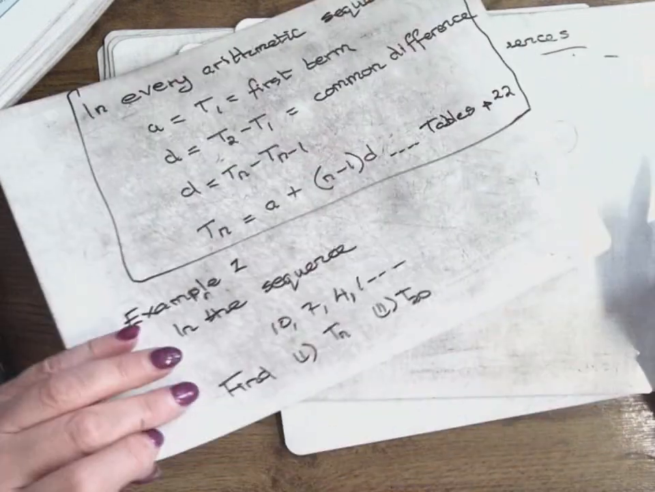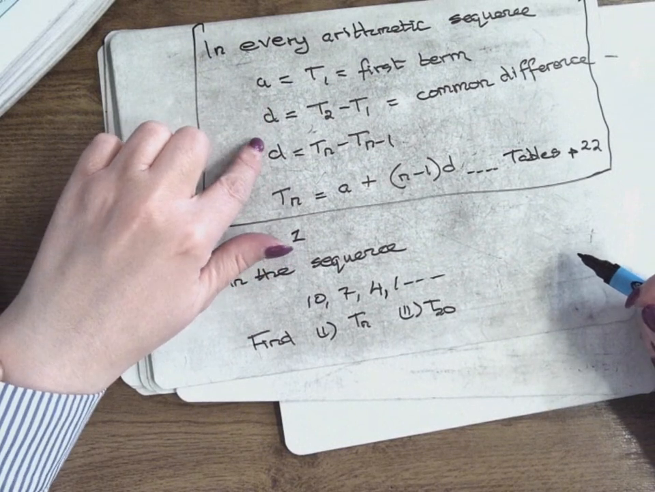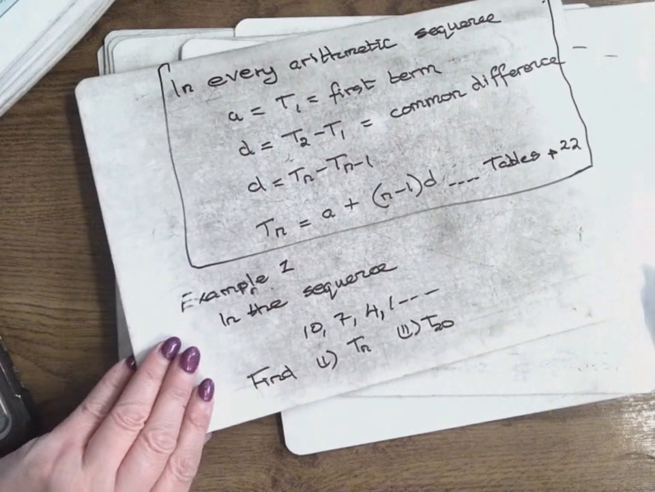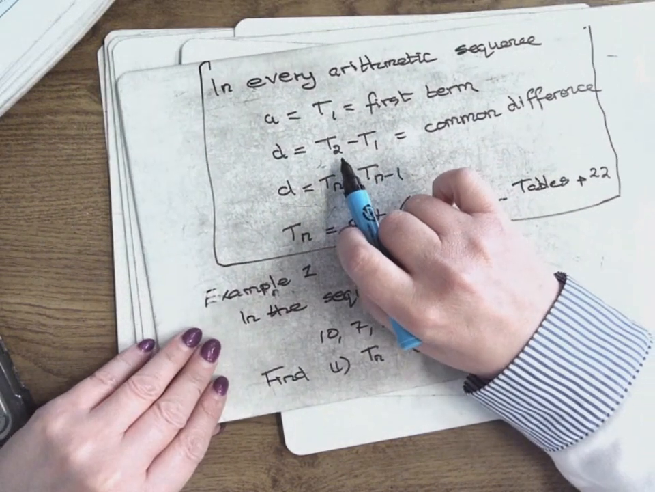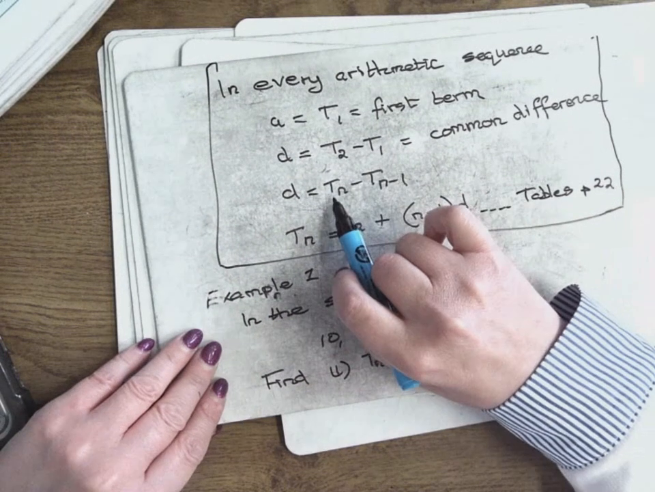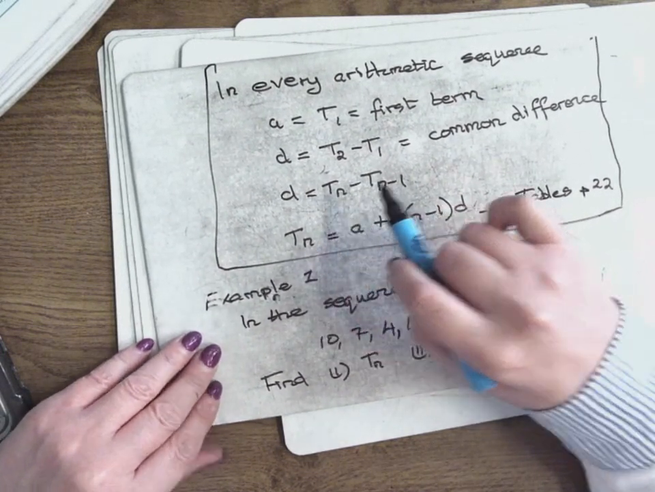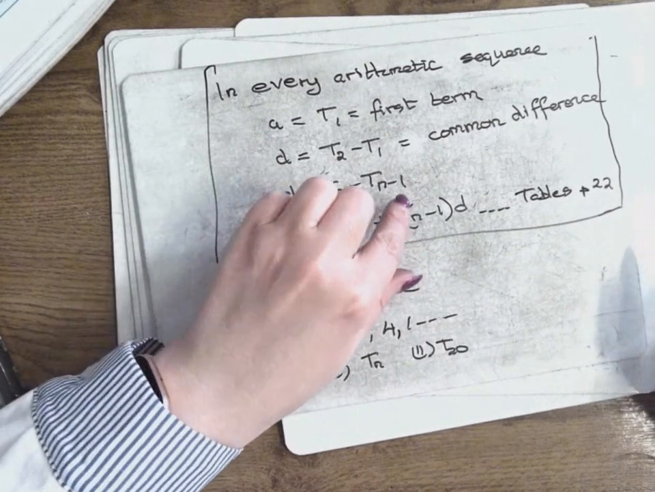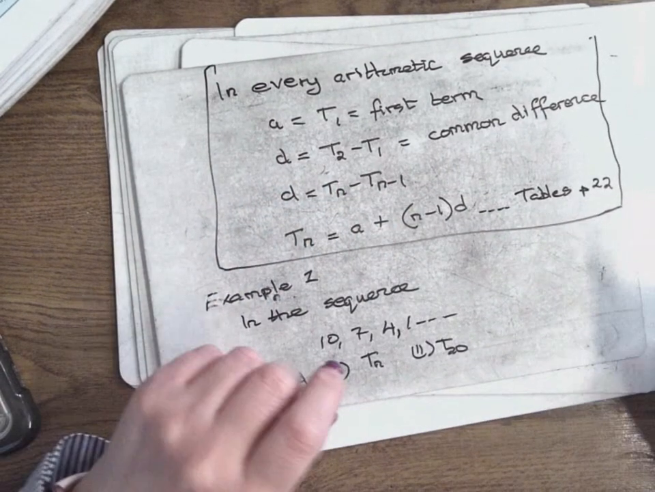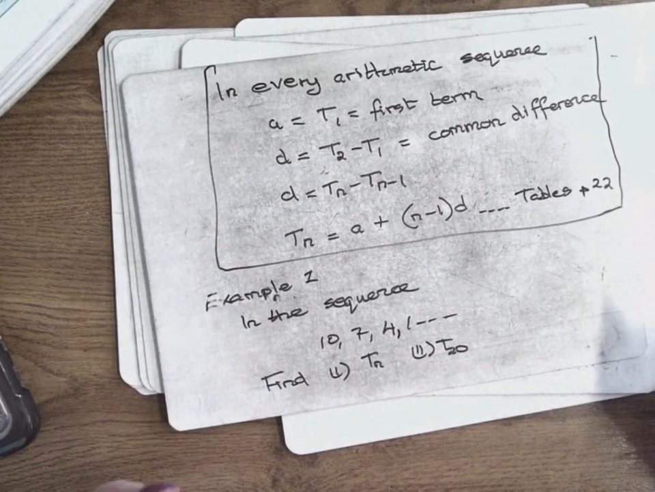So whatever the first term is in the sequence, that's what A is. Is that alright? D is the common difference, what you're adding or subtracting each time, right? To get it, you just take term 2 and take away term 1. In fact, if you take any term and take away the previous term, that's what that means. Tn is any term, and Tn minus 1 is just the one right before it, right? So if you take any term and take away the previous term, you'll get the common difference, D.